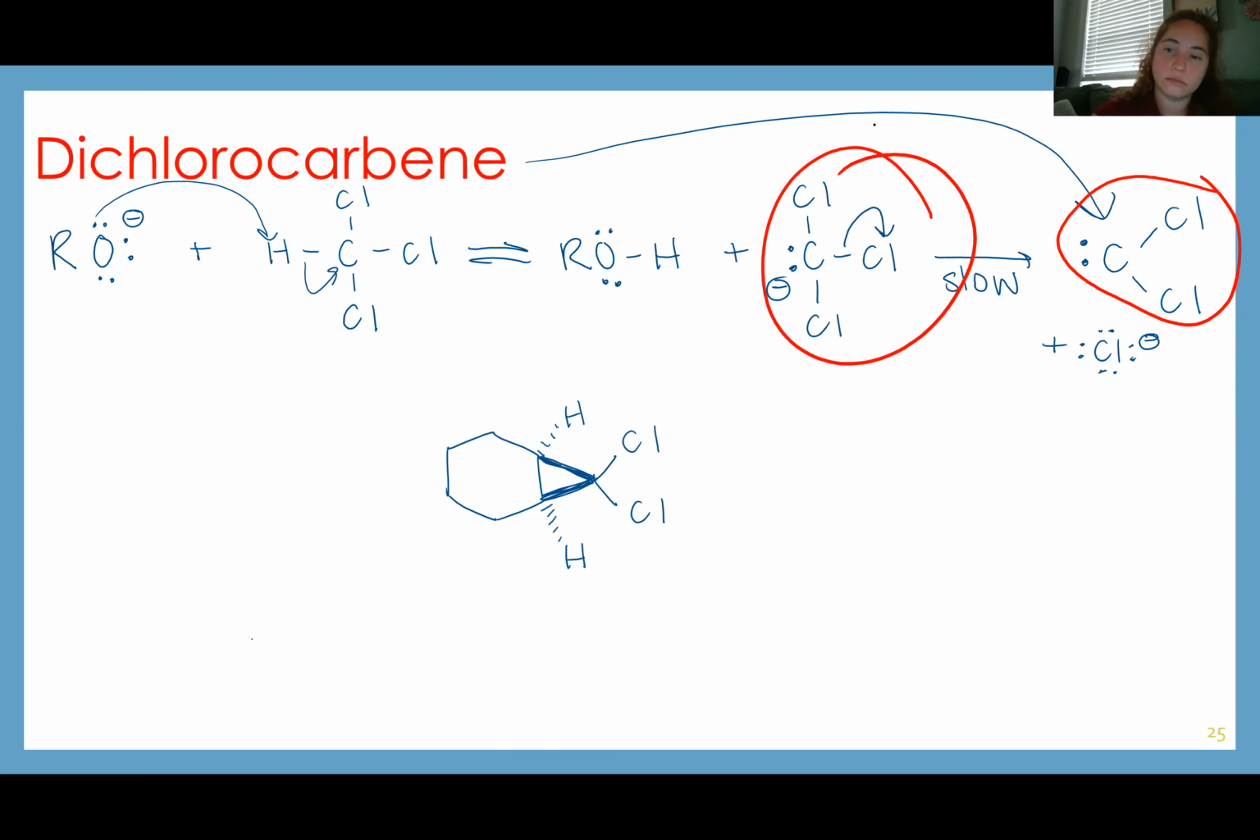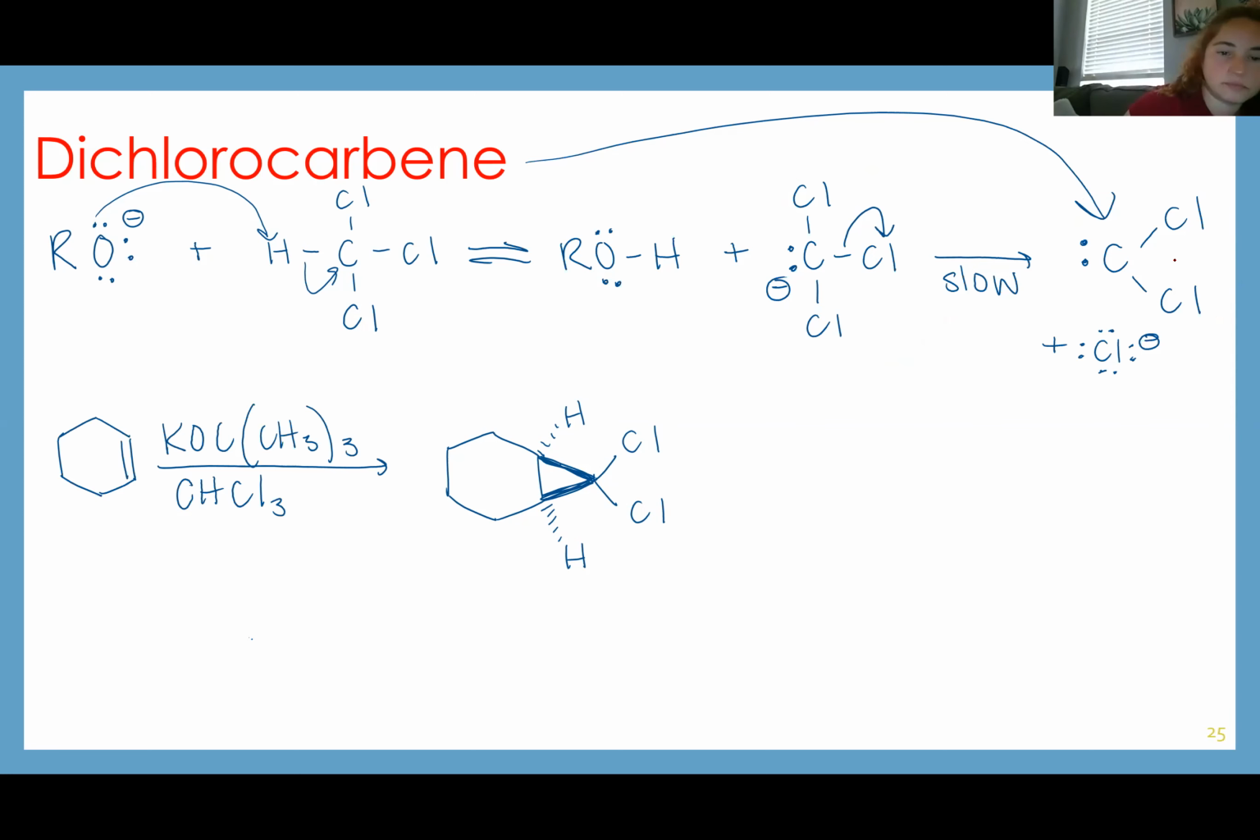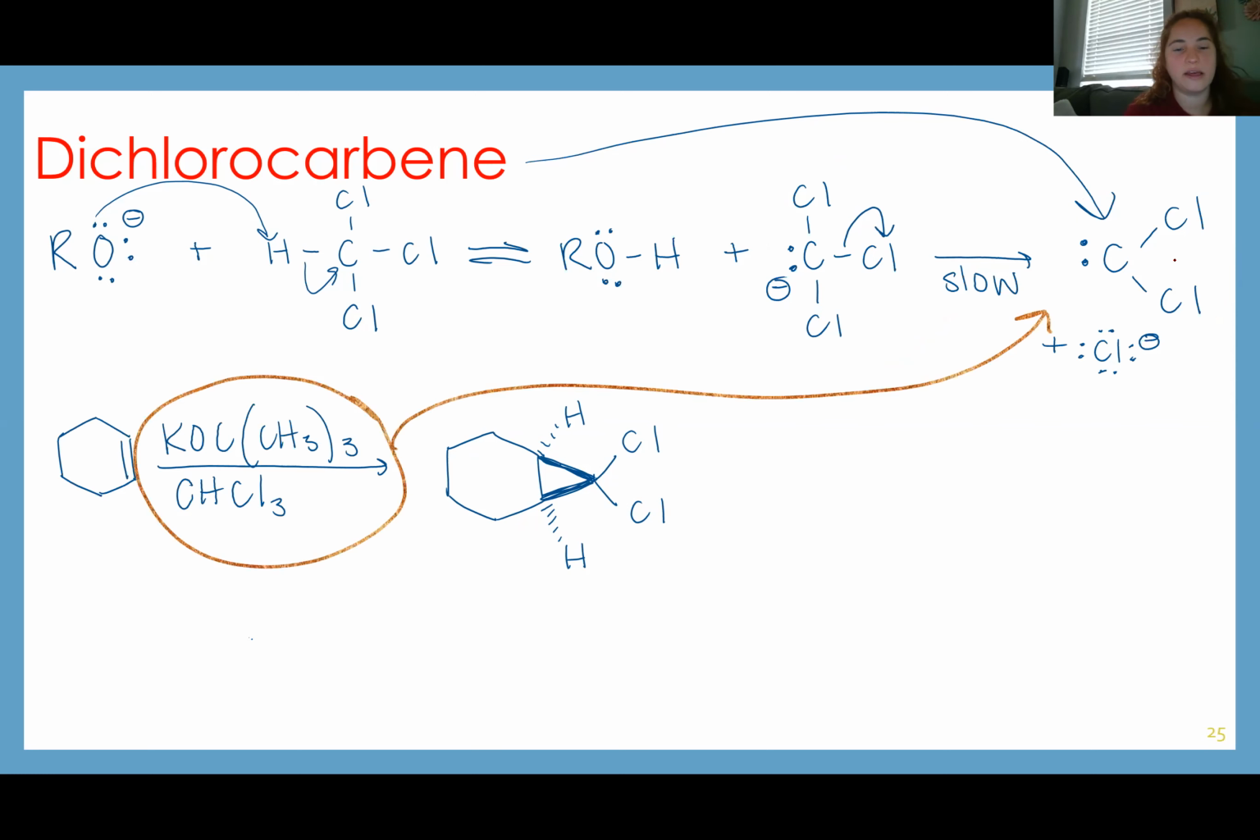The process to make this is really slow. And then when you introduce an alkene, it's going to react very quickly to create another type of cyclopropane, but it'll have chlorine substitutions on it. So these conditions here indicate that you are creating the dichlorocarbene.